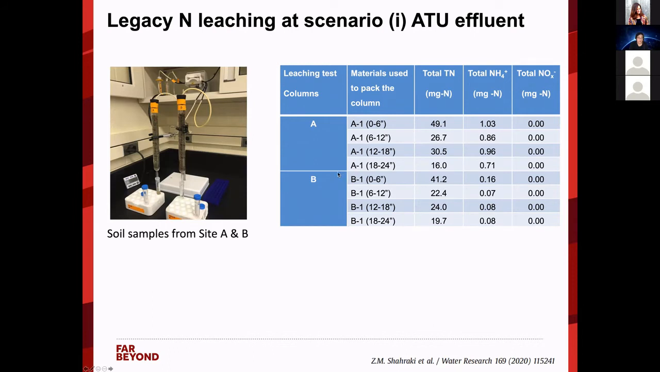So basically, this is the experimental setup. We have two desorption columns. We used the soil samples from site A and site B, and we packed these columns with homogeneous soil samples to represent every 6 inches of the soil collected on site. With the total leachable nitrogen measurement, we were able to calculate the total leachable nitrogen present in these two desorption columns. Also in this table, you can see that with this level of total nitrogen, there's a very small amount of the inorganic part, the ammonium, and the NOx level was under the detection limit.